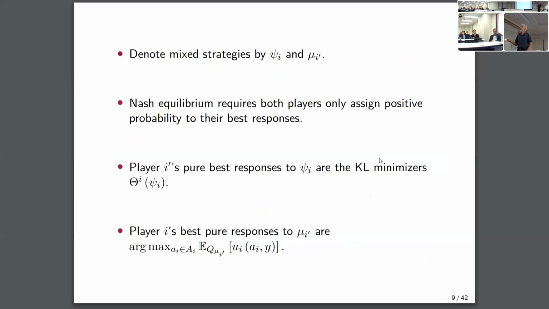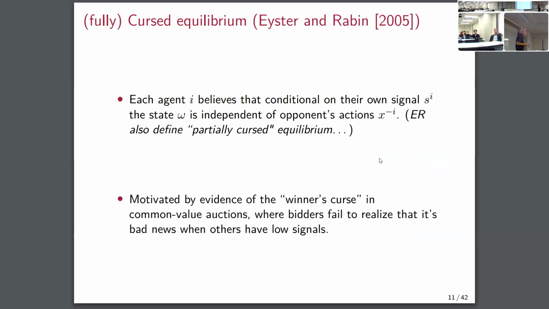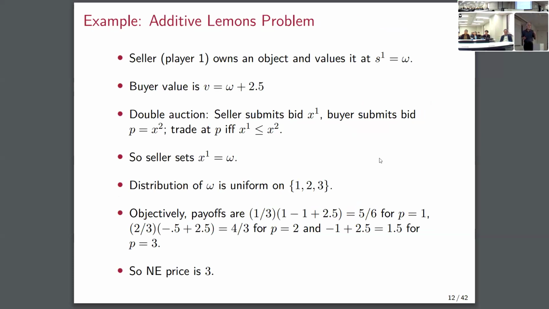Okay, application. Cursed equilibrium, Eyster and Rabin. Each player conditions only on their own signal; the state is thought independent of opponents' actions. This is motivated by the winner's curse, where people don't realize that if they win the auction, other people's signals are lower, so maybe the thing's not as good as they thought.